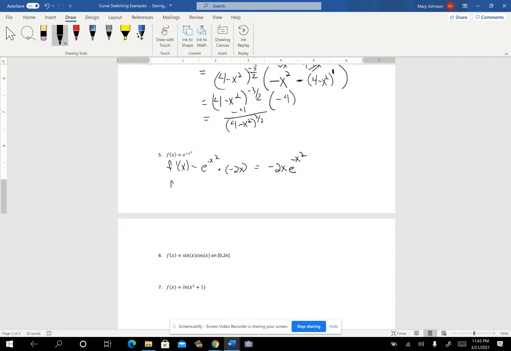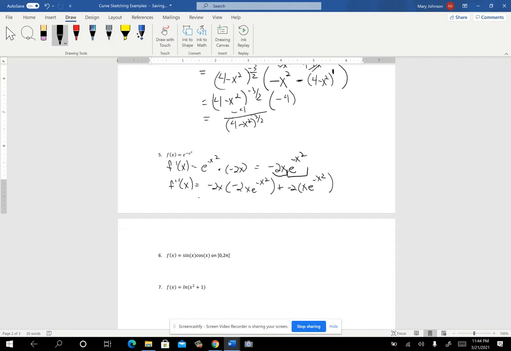Okay, now when I do f double prime, I'm going to have to use the product rule. I'm going to separate it like this. And the derivative of, so I'm going to do the first times the derivative of the second function. And the derivative of that second function is what we just got. So it's negative 2x e to the negative x squared again, plus the derivative of the first times the second.